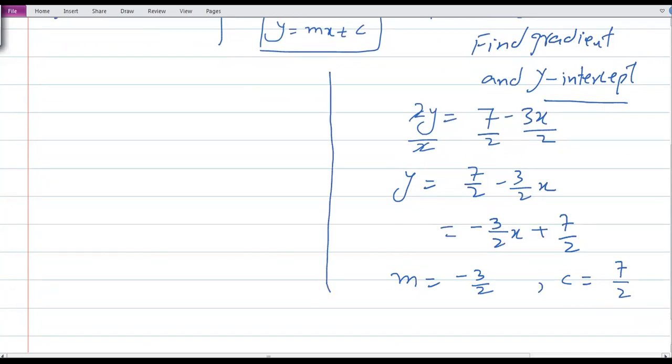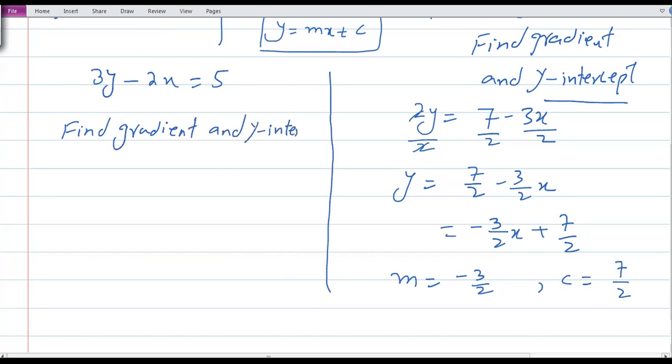Then I give you one question where you have to find the gradient and y-intercept. The question is 3y minus 2x equal to 5. So what you have to do is find the gradient and y-intercept. Okay, please find this and let me know.